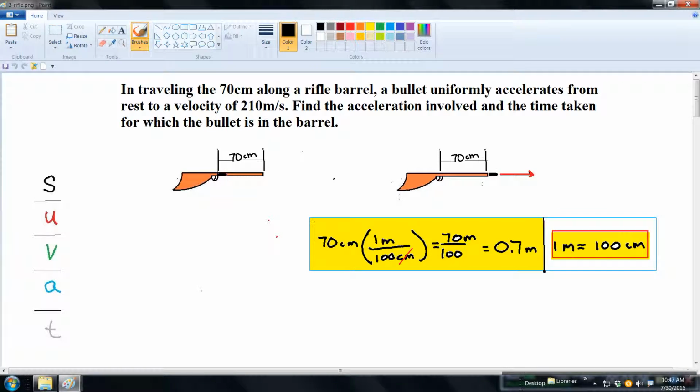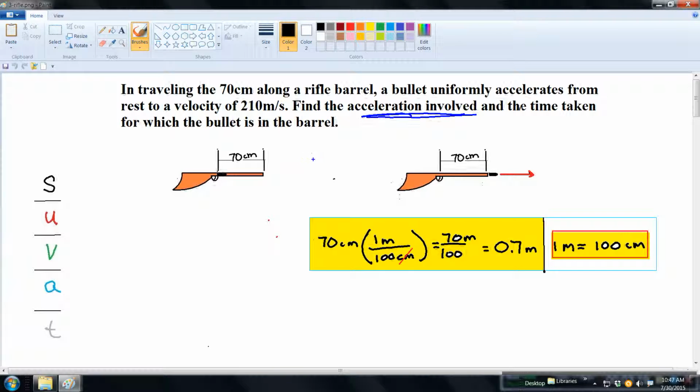And it's a good problem. Kind of different. Traveling the 70 centimeters along a rifle barrel, a bullet uniformly accelerates from rest to a velocity of 210 meters per second. Find the acceleration involved and the time taken for which the bullet is in the barrel. Okay, so we'll deal with the first part of the question, find the acceleration involved.